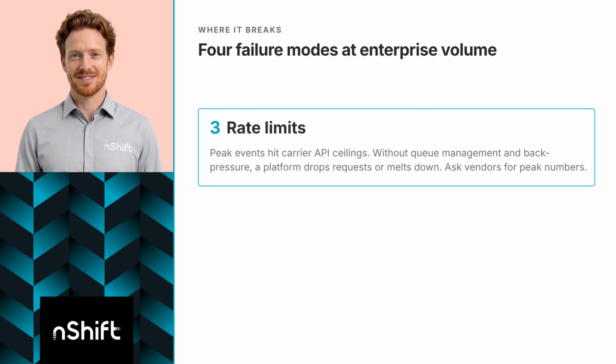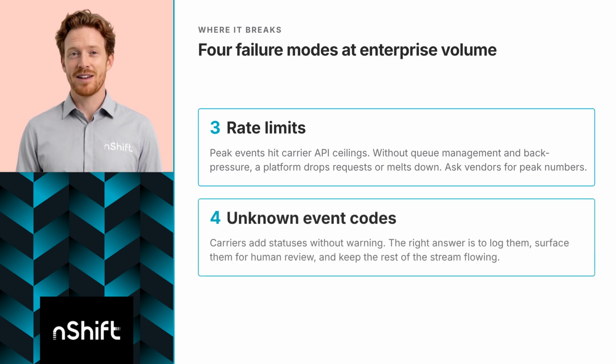Third, rate limits. Peak periods hit carrier API ceilings. Without queue management and back pressure, it drops requests or melts down. Fourth, unknown event codes. Carriers introduce statuses without warning. Log them, surface them for review, and keep the rest of the stream flowing. These aren't edge cases. The architecture has to assume failure, because failure is the steady state.